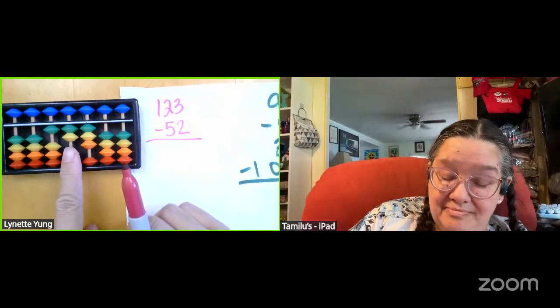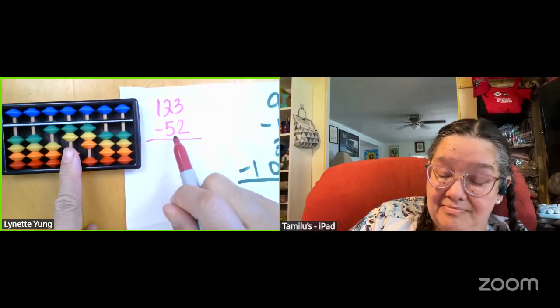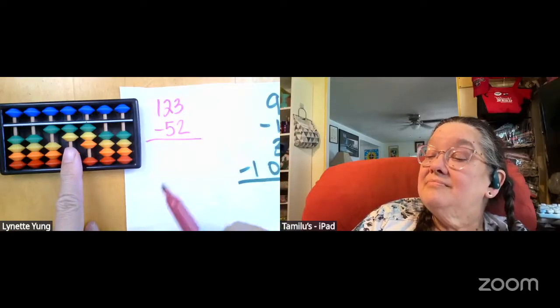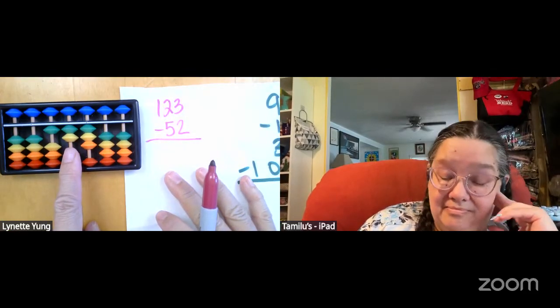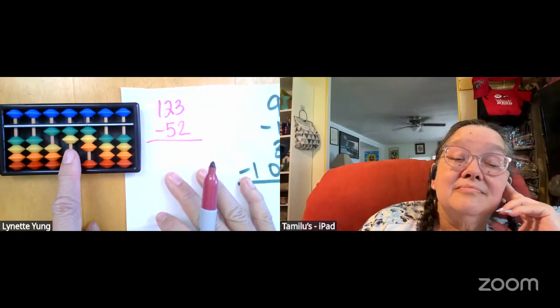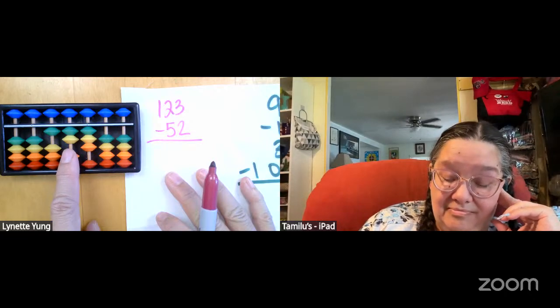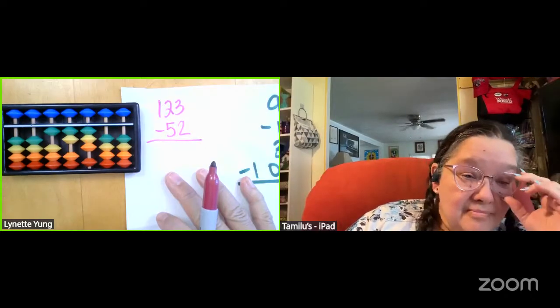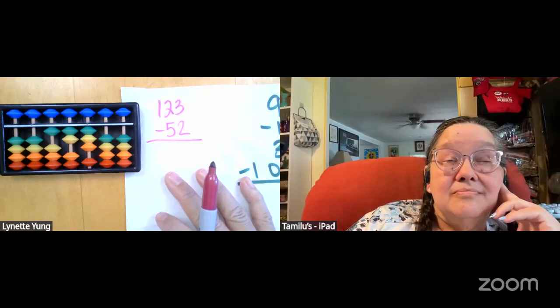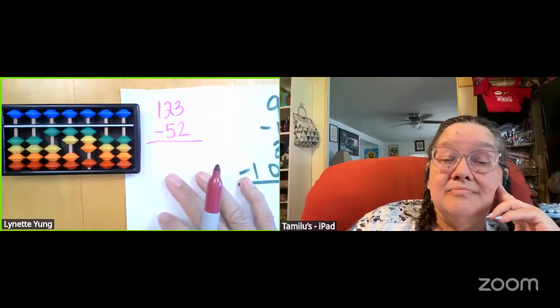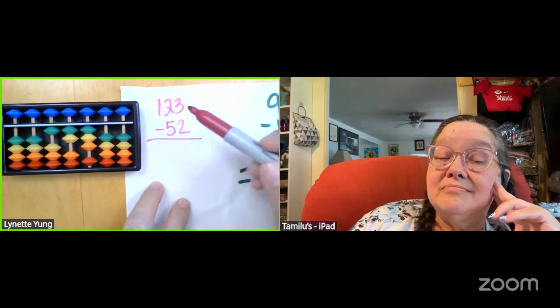So you know you're going to take away the 10. So you take away the 5. Well, I say 123 minus, and then I just say 5 2. Take away the 5. Take away the 2. Yeah, that's what I do.